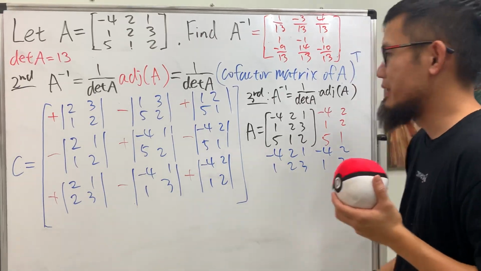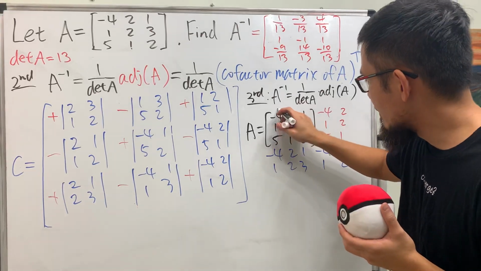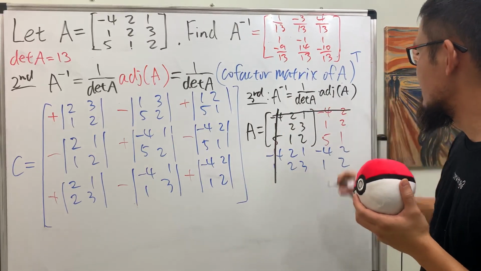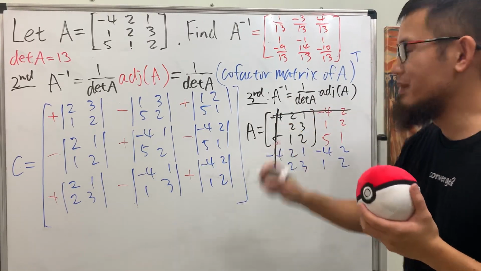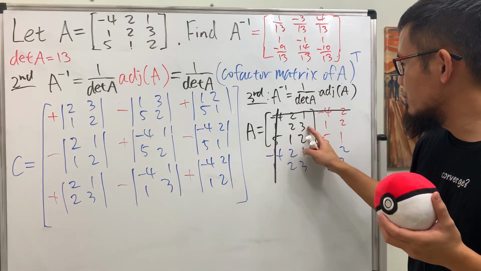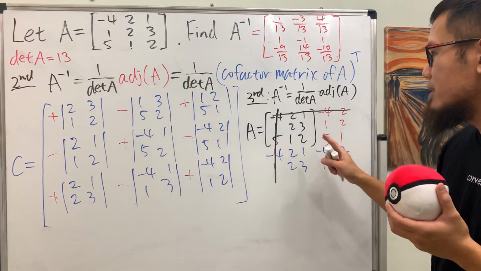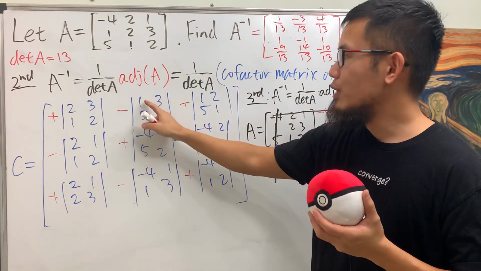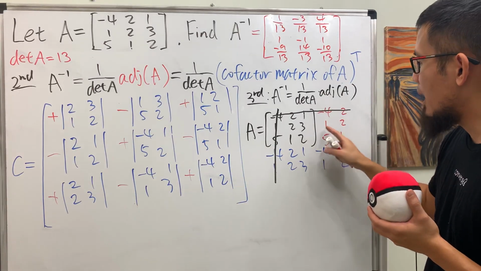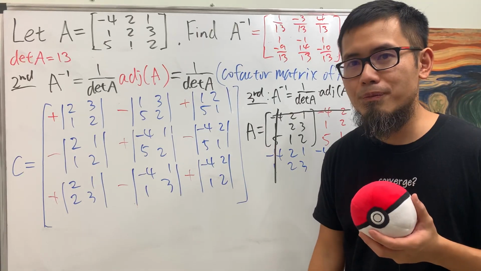Okay, now check this out. What you do is, you're going to completely ignore the first row and also the first column, like that. Maybe you can see already. 2, 3, 1, 2. 2, 3, 1, 2. Aha! And then what's next? This right here, it was 1, 3, 5, 2. But here we have 3, 1, 2, 5. So what do we do?